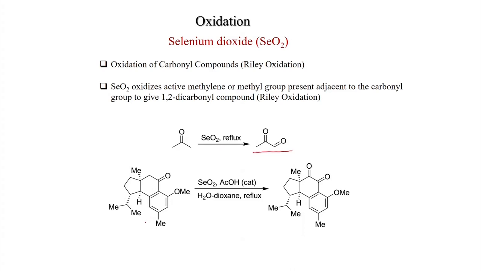The Mehta group did this reaction, and selectively this carbon is getting oxidized because it is alpha to the carbonyl. Under this condition, selenium dioxide, acetic acid catalyst, dioxane reflux, you get this 1,2 keto system, which is an intermediate for hemigeran B synthesis.